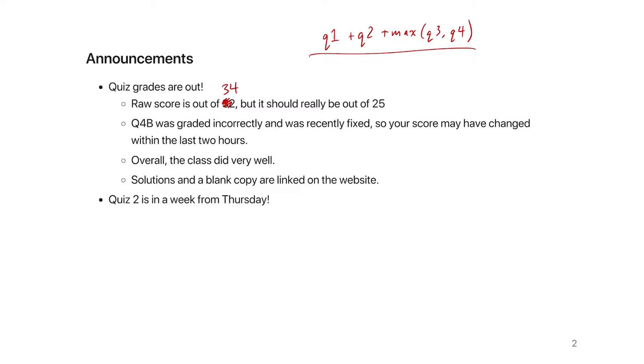Okay? Question 4B was graded incorrectly. The rubric item on Gradescope was wrong. But the solutions have the correct answer. And I believe this was recently fixed. So if you check your Gradescope now, it might look a little different than it did an hour or two ago. Okay, overall, the class did very well. The statistics were included in the email. They are a little off because that's assuming it's out of 34 when it's really out of 25. But either way, you can sort of see the trend.